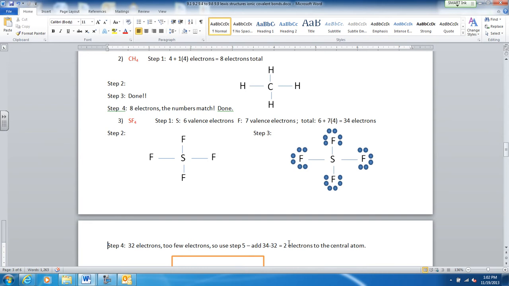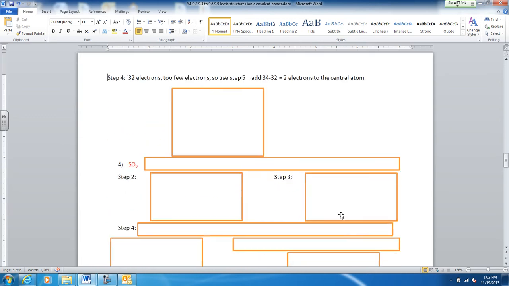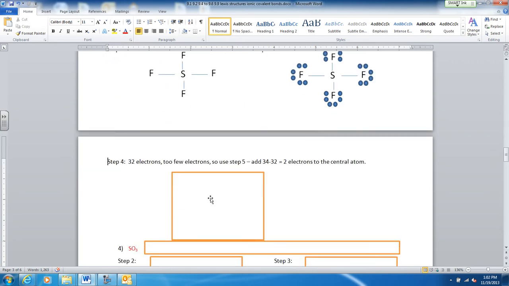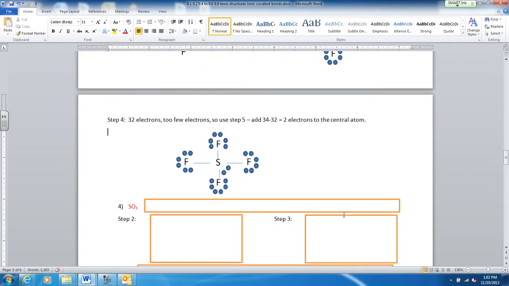We have to put 2 electrons on the central atom. That's what this step right here says. If the number of electrons in step 3 is too small, add electrons as lone pairs to the central atom. So what does that mean? That means we have to put a lone pair on this sulfur, and I'll show you what that looks like. You redraw the original Lewis diagram, and you put that lone pair so that it's not sticking out from the sulfur. You put it so that both electrons are attached to the sulfur on the diagonals.